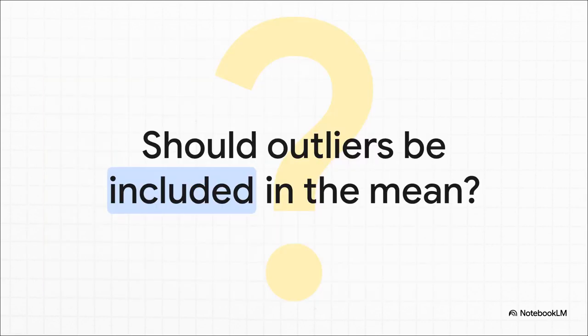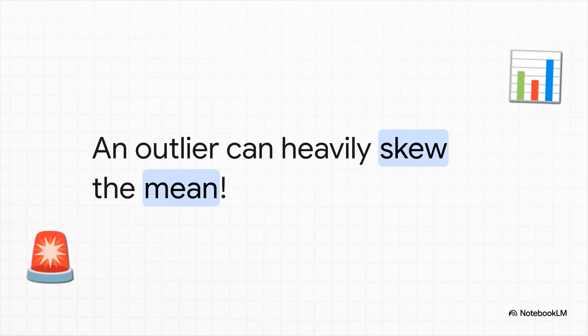Here's the big question. Should we actually include extreme outliers when calculating our equalizing mean average? Because outliers completely skew our Robin Hood math, making that typical average super deceptive.